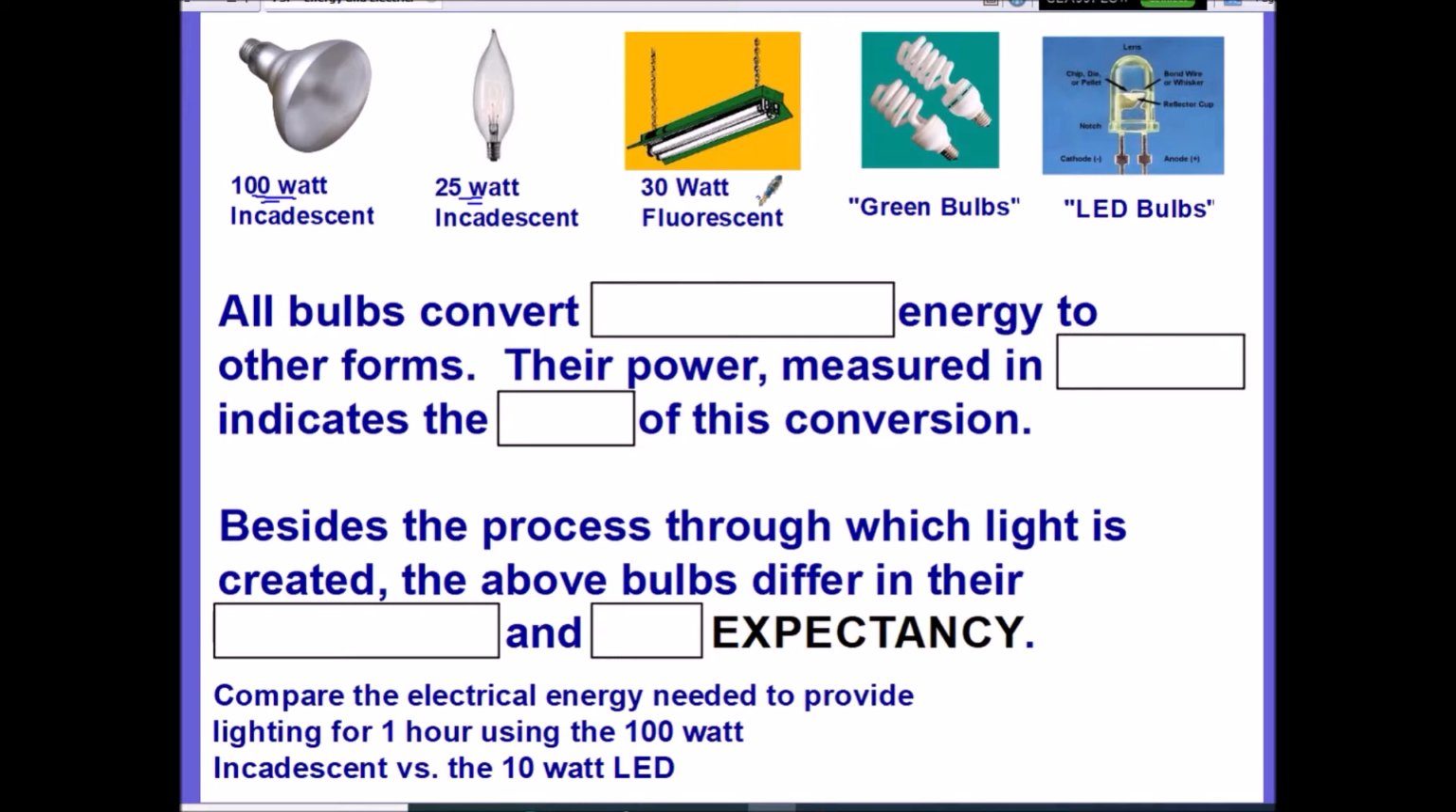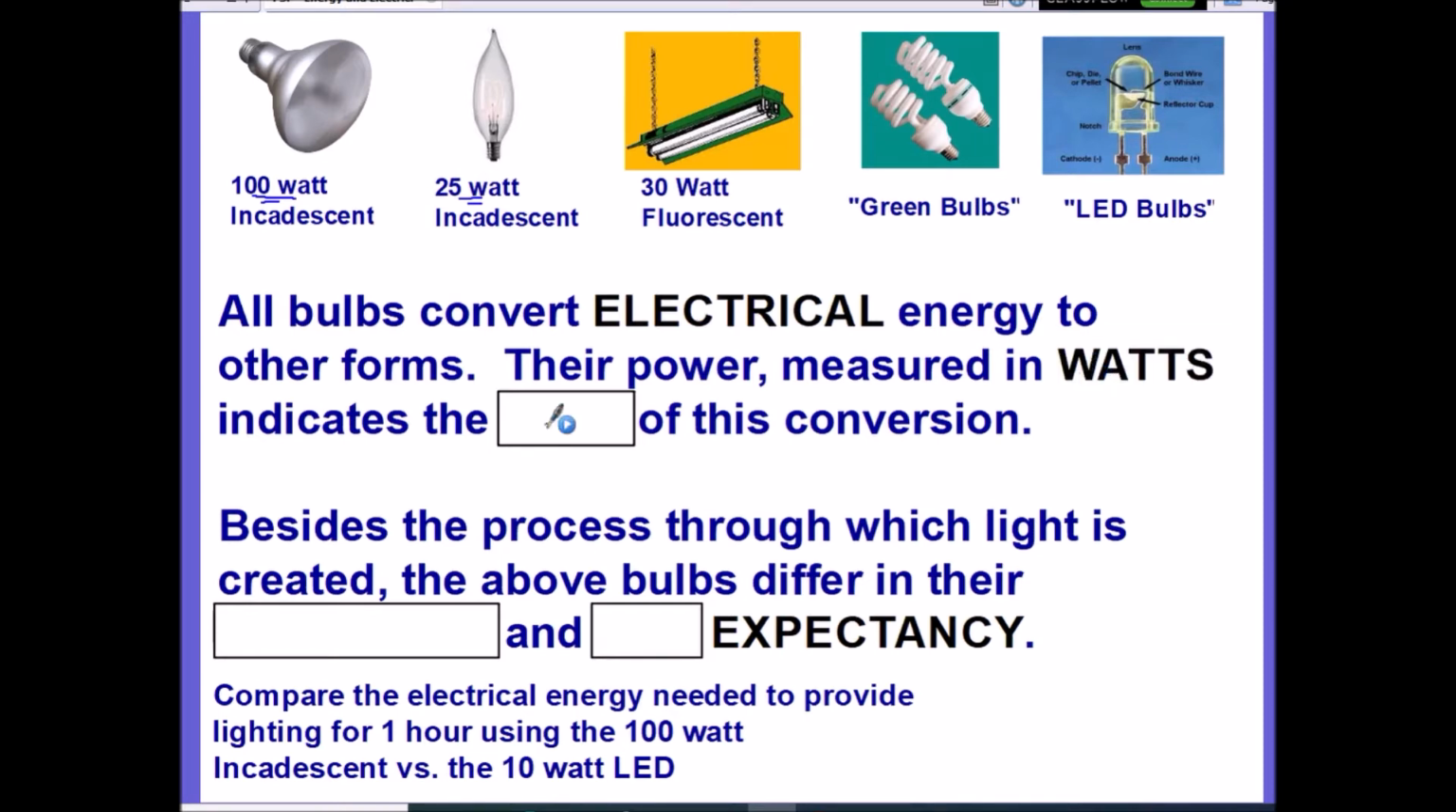All bulbs convert electrical energy to other forms. Their power, measured in watts, is simply describing the rate at which that conversion takes place. So when I say 100 watts, I'm saying 100 joules per second of energy. And again, that's the electrical energy that's flowing through this bulb to be able to generate that light. That light bulb is using 100 joules every second. 25 joules every second, 30 joules every second. Their wattage, again, indicates the rate at which the conversion is taking place.